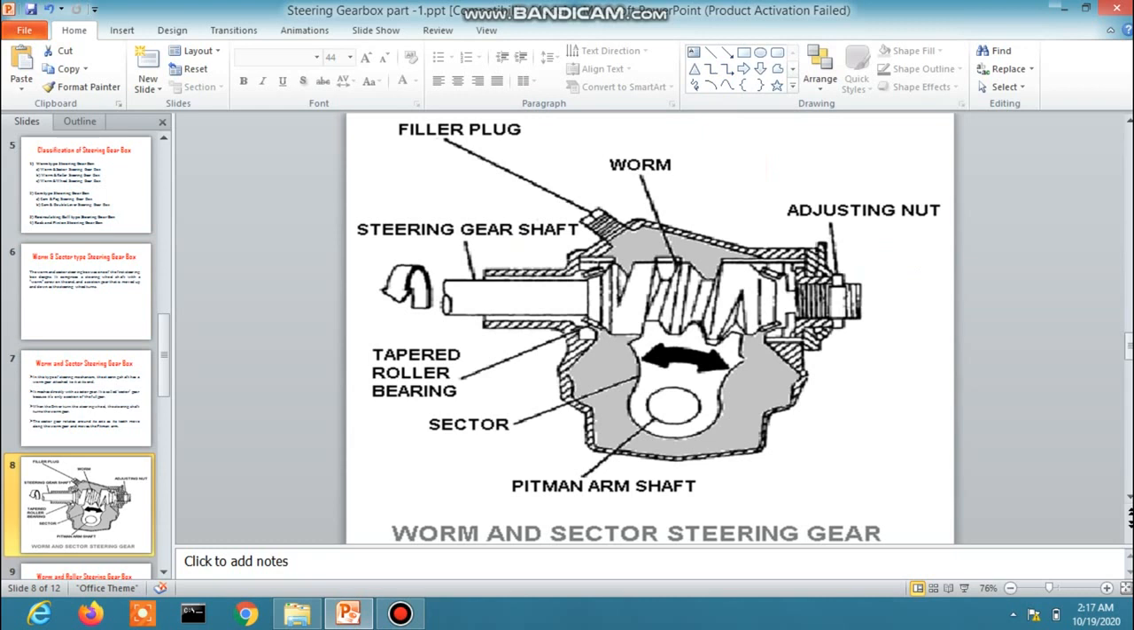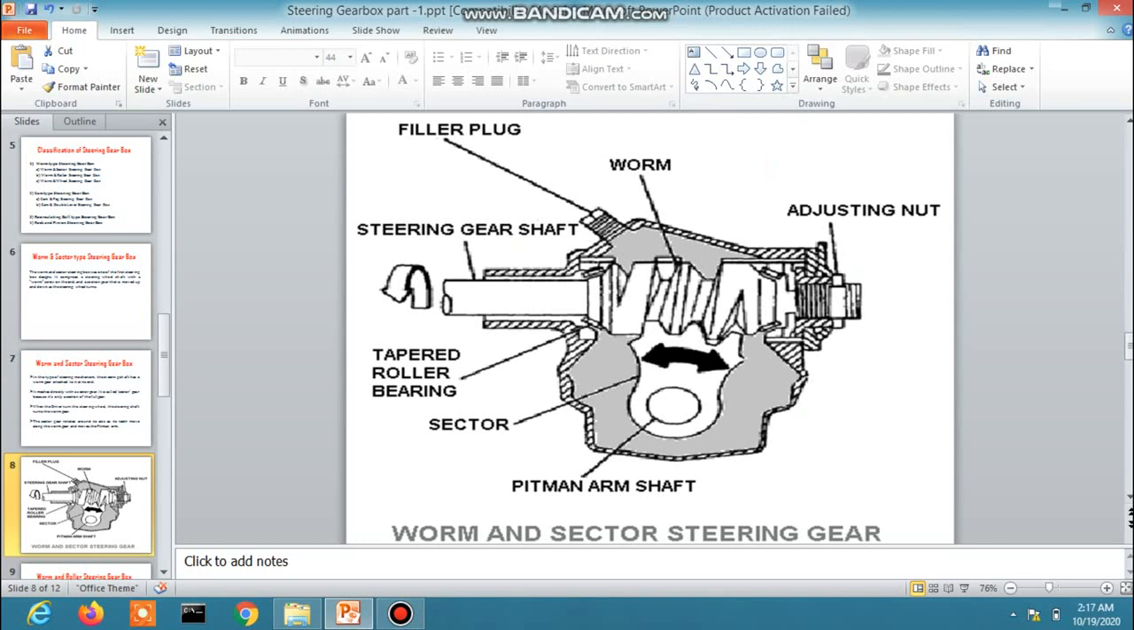This is the steering gearbox you have seen. The end of the section is connected to some bearings, and this one is the sector. This is the sector gear, and those are the bearings. This is called the taper roller bearing.